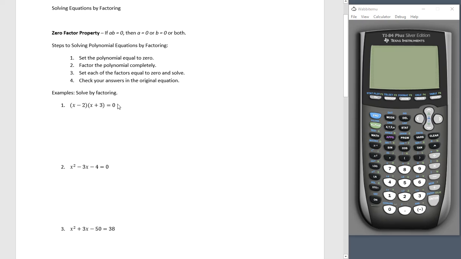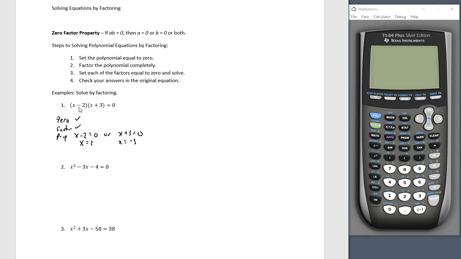So we're equal to 0, and I'm going to write the steps. We're going to factor. Already done. So now we use the property. The property says that the first thing, x minus 2, could be 0, or the second thing, x plus 3, could be 0. Now we solve these two equations, x equals 2 or x equals negative 3.